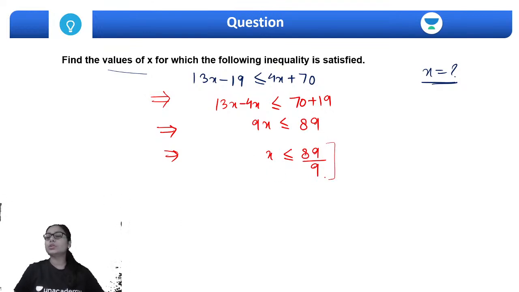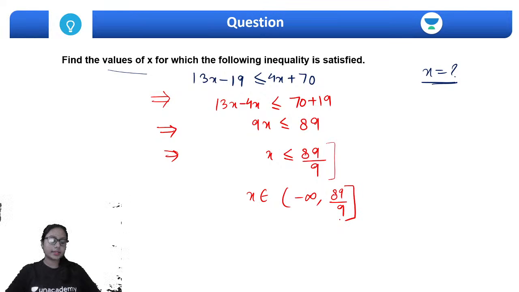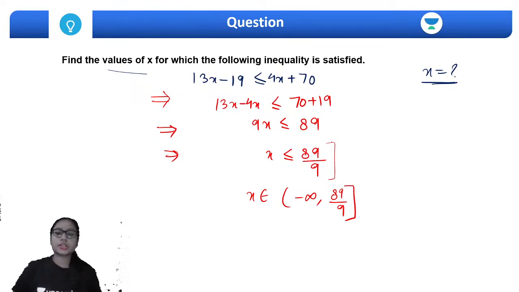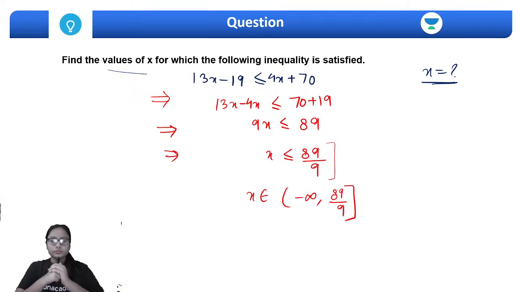So these are the set of values for which this inequality is true. If you want to write it in the interval form, we can write this as x belongs to minus infinity to 89 by 9, where 89 by 9 is inclusive. Is this question clear? Yes, Arab, you're getting some other answer. Please check if your calculation is right, and if there is any doubt, I can repeat this again. Clear.